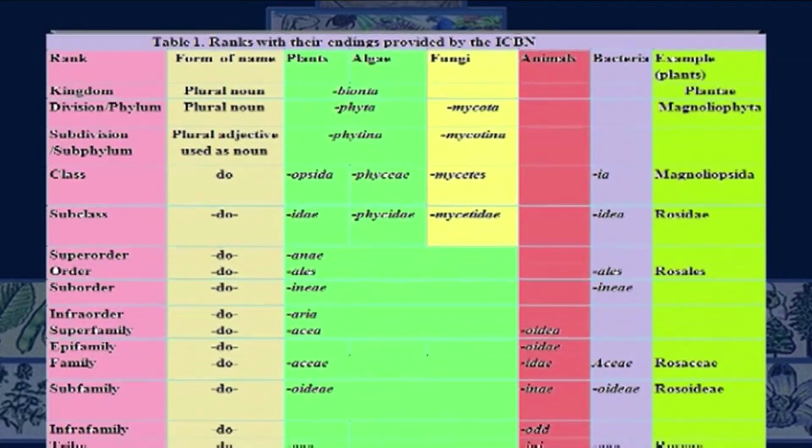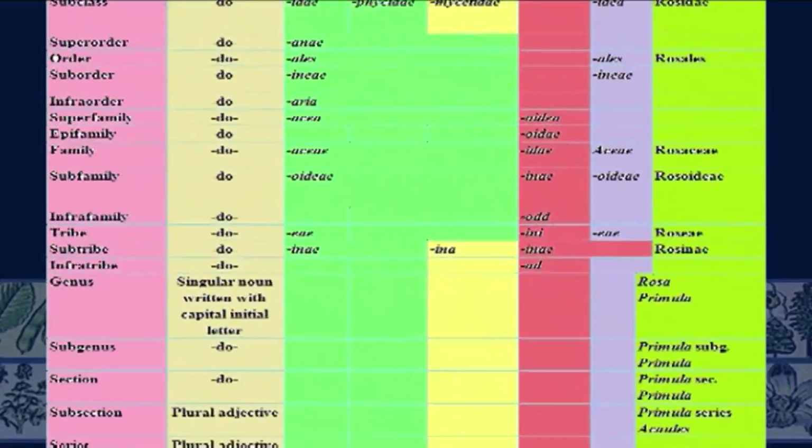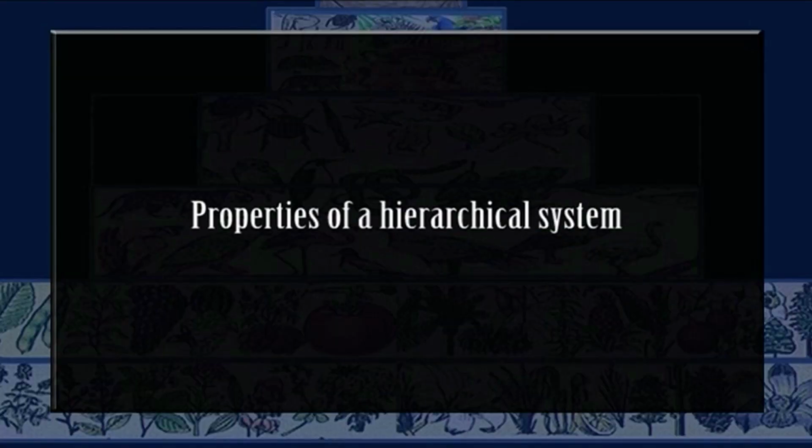Taxa above the genus level are often given names based on the type genus with a standard termination. The termination used in forming these names depends on the kingdom and sometimes the phylum and class, as set out in the table. Notice that the ending will always tell you what rank you are dealing with, even if you do not recognize the word. For example, the word Sterculiaceae could only refer to a family. Now, we will discuss some properties of taxonomic hierarchy or hierarchical system.